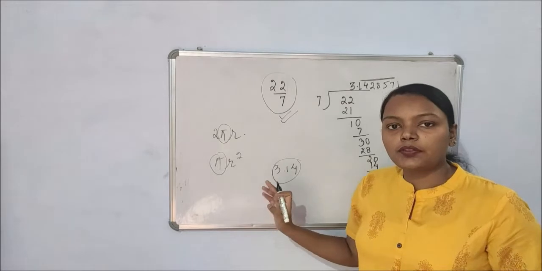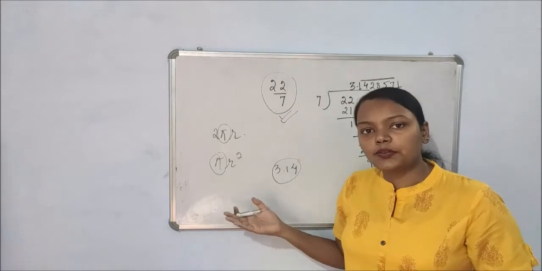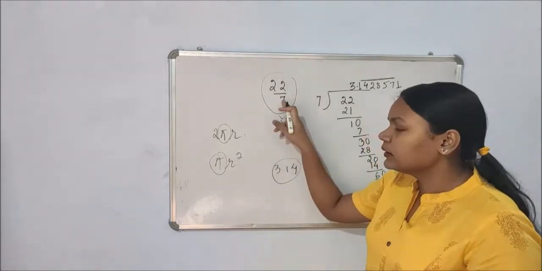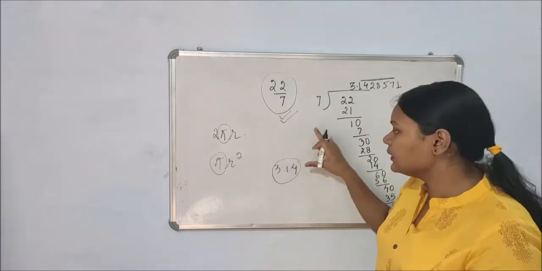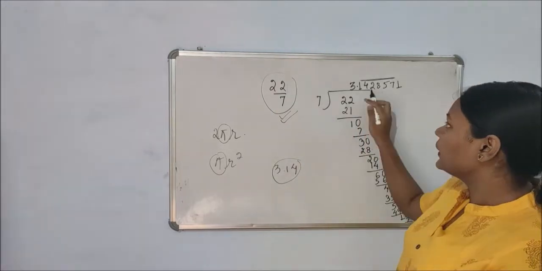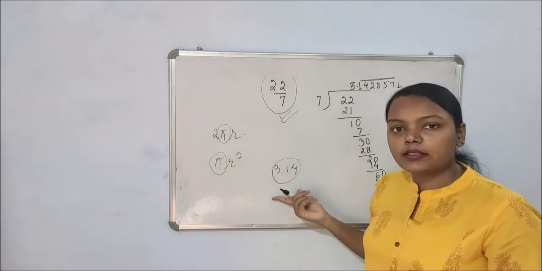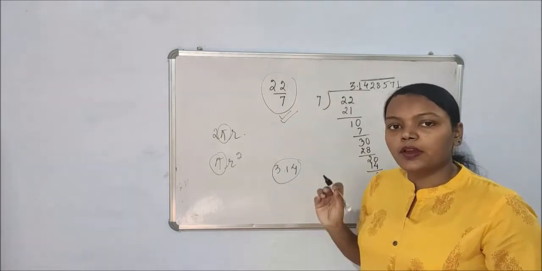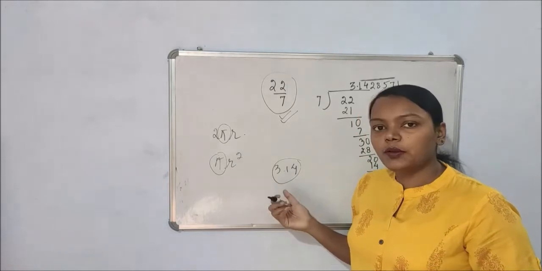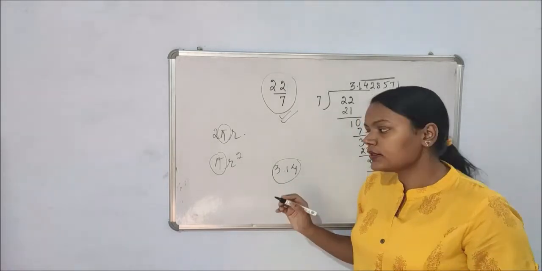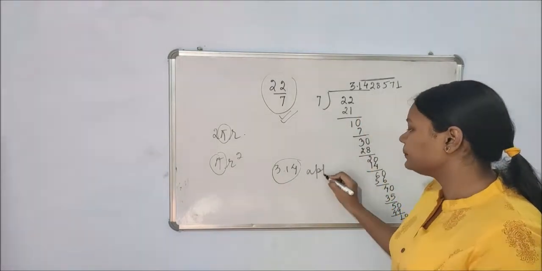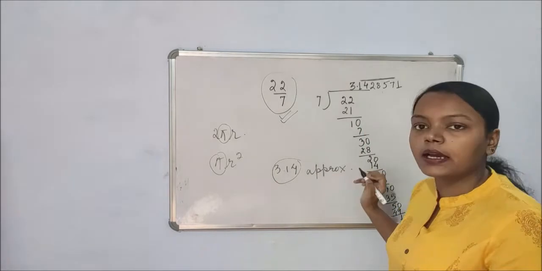Just for the sake of convenience of calculation and ease of calculation, the authors provide these values because you can see this 22/7 has 3.14 something and therefore they provide this approximate value. So whenever in a question pi value is provided, it is always the approximate value. It is not the actual value.